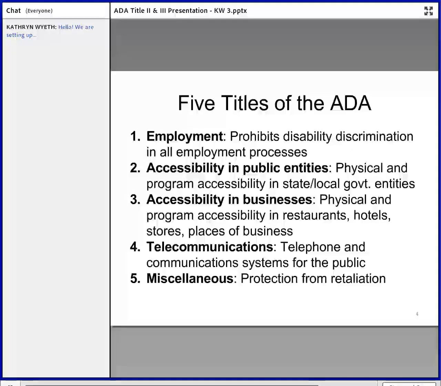Next slide. There are 5 titles to the ADA. Title I deals with employment provisions for private employers. Title II deals with accessibility in public entities, program and physical accessibility, and also has employment provisions for people as it relates to public entities as well.